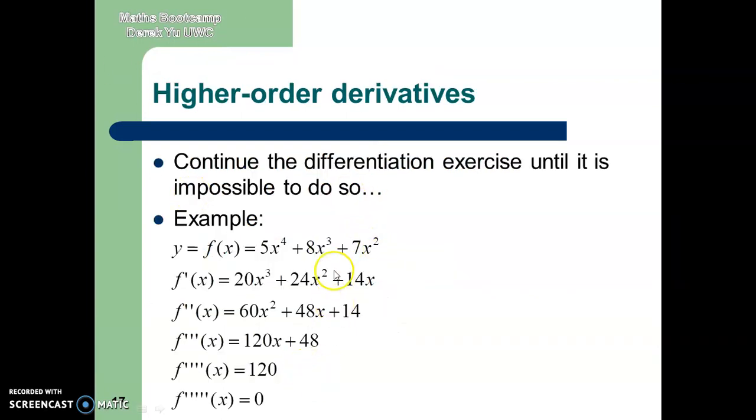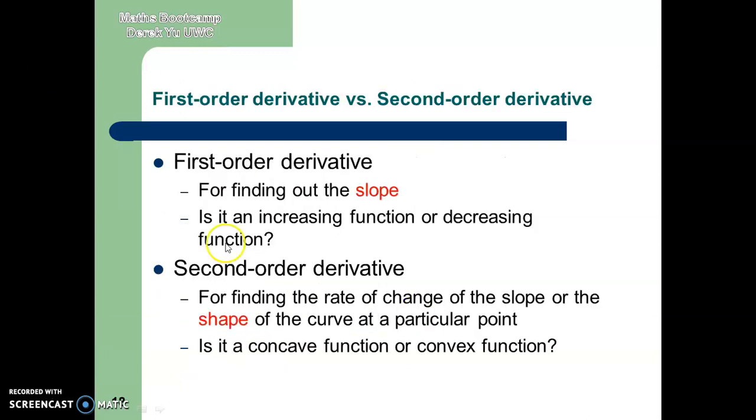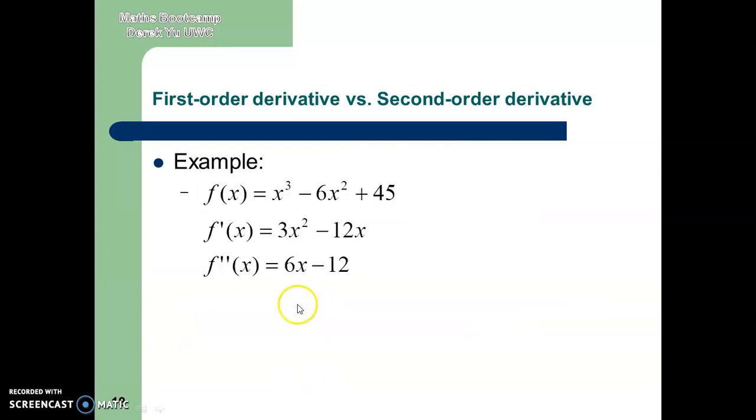This slide is easy. Higher order derivatives, it means you keep on differentiating the function for the first time, second time, third time, fourth time, fifth time, until it is impossible to do so. But for this module, we would only focus on first order derivative, which gives you information about the slope of the function. And then second order derivative, which gives you information about the shape of the function. Is it concave or convex? Okay, so this is the next part. Okay, I think I have covered this slide.